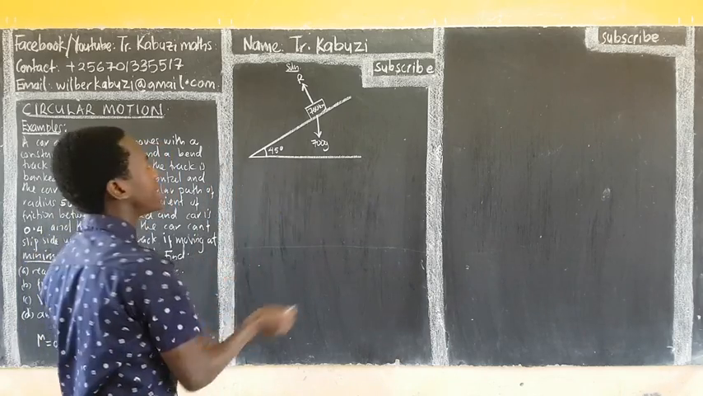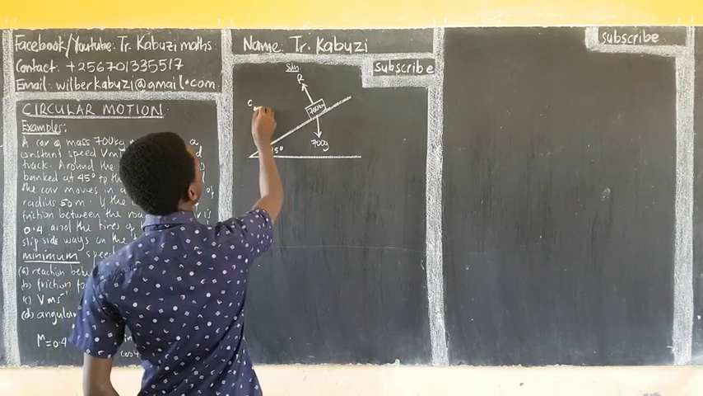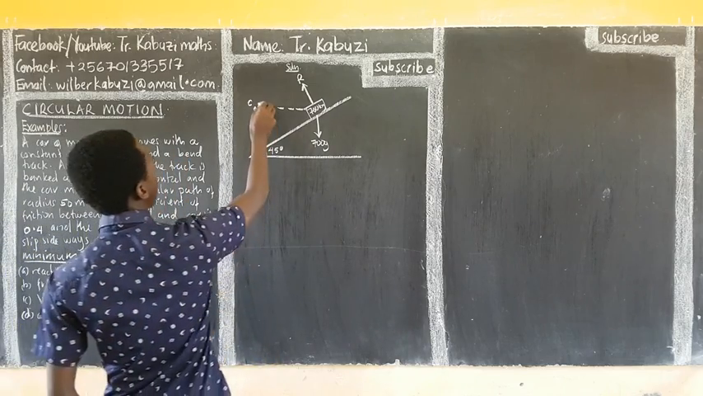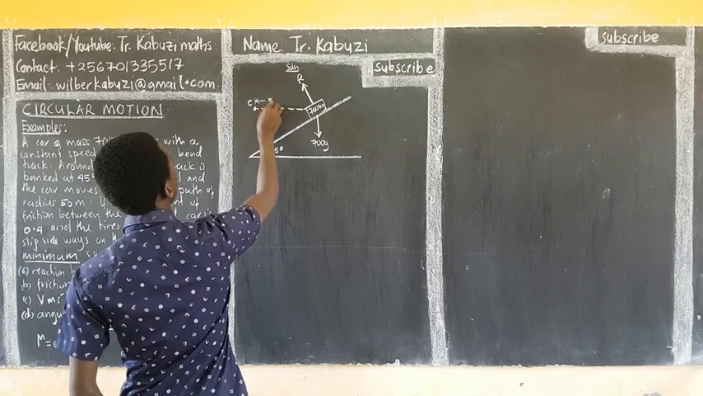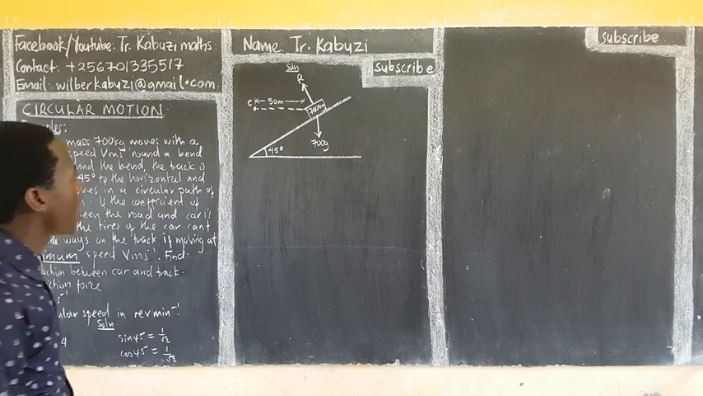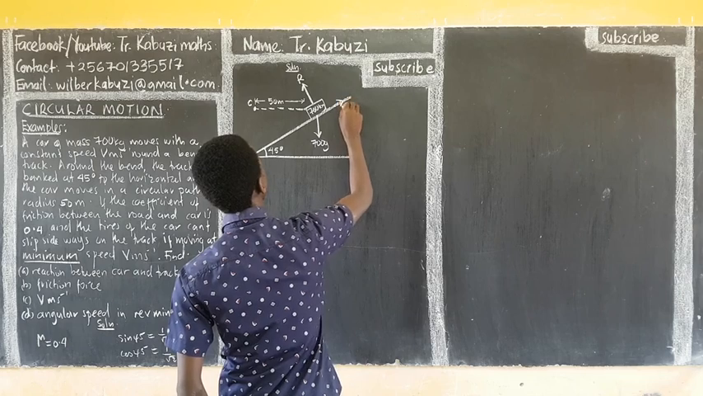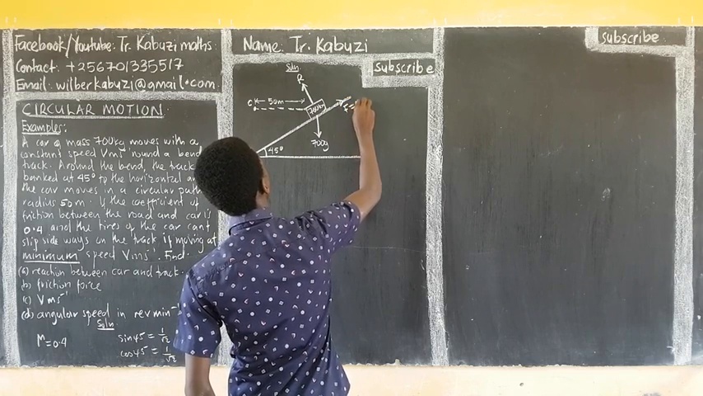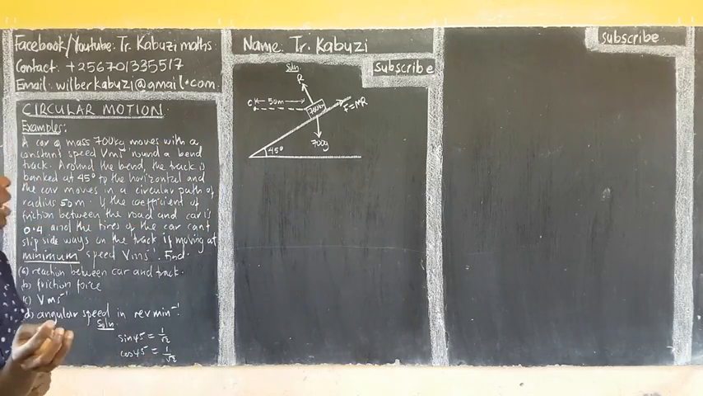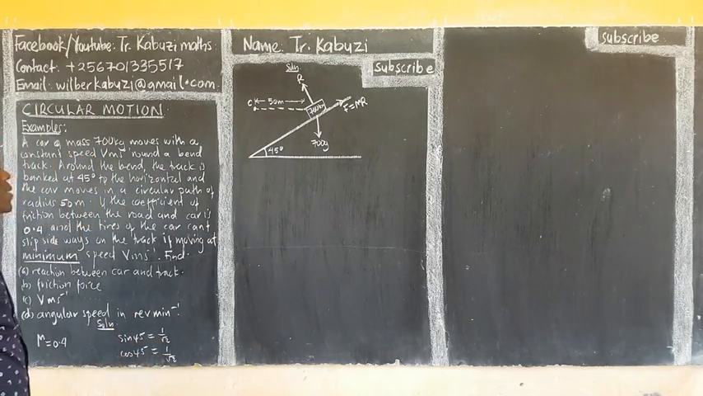Now, because it's moving in a circular path, we are going to have our center somewhere there of the circular path from that car. And then from that center, they are telling us that the radius from here up to here is 15 meters. Okay, so you have that. Now, our friction this time is going to act upwards like that. Our frictional force is going to act in that direction. You can put F there, it's up to you. So basically that's what we have.